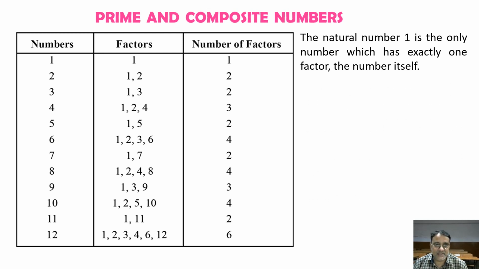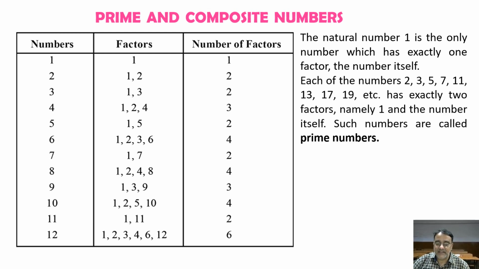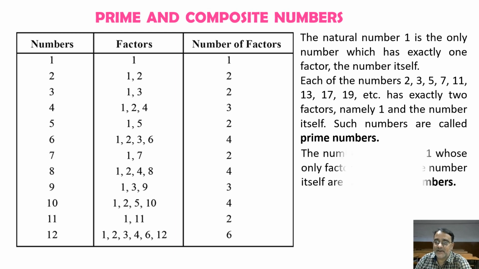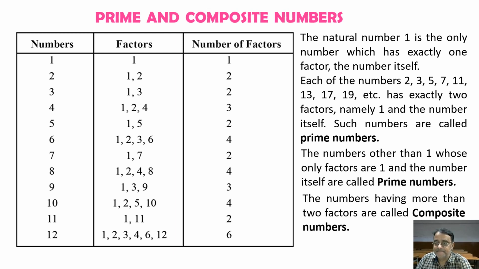And each of the numbers like 2, 3, 5, 7, 11 has exactly 2 factors, and such numbers are called prime numbers. The numbers other than these and 1 have more than 2 factors, so those numbers are called composite numbers. So we come to the definition: the numbers other than 1 whose only factors are 1 and the number itself, or exactly 2 factors, are called prime numbers, and the numbers having more than 2 factors are called composite numbers.